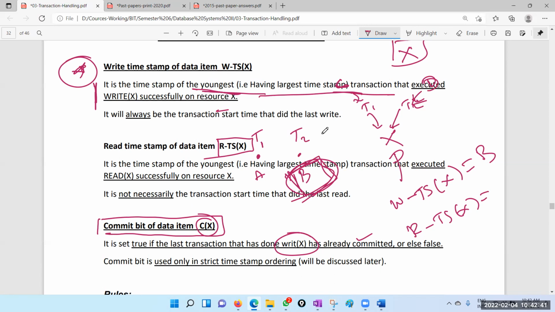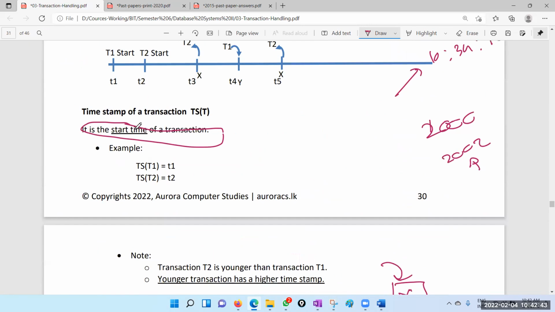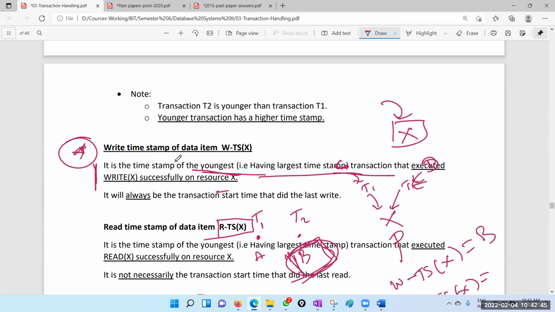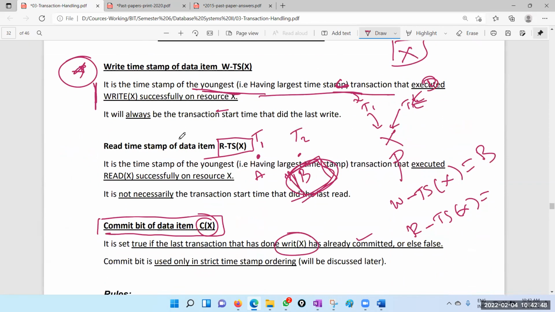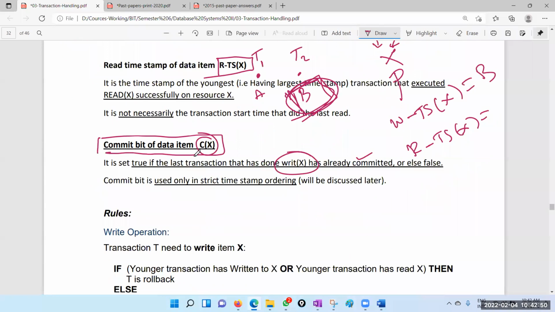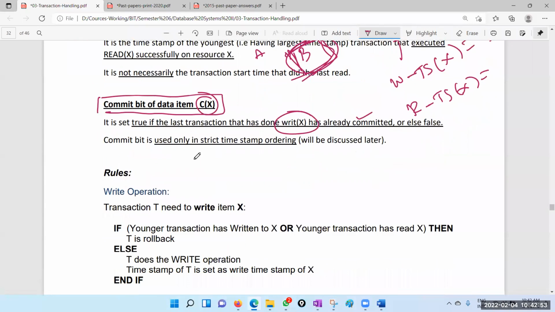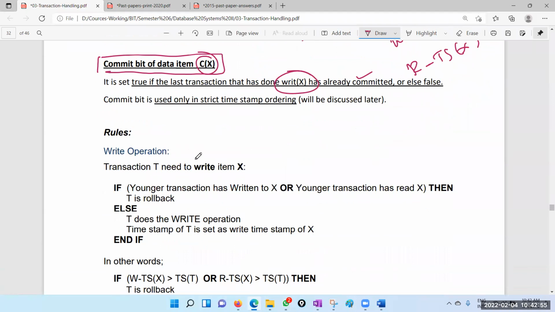So those are the 4 items: the timestamp of a transaction, the write timestamp of a data item, the read timestamp of a data item, and the commit bit of a data item. Right? I hope you can understand up to this point. If not, you have to ask questions and clarify yourself. I'm here to help you, not to confuse you.